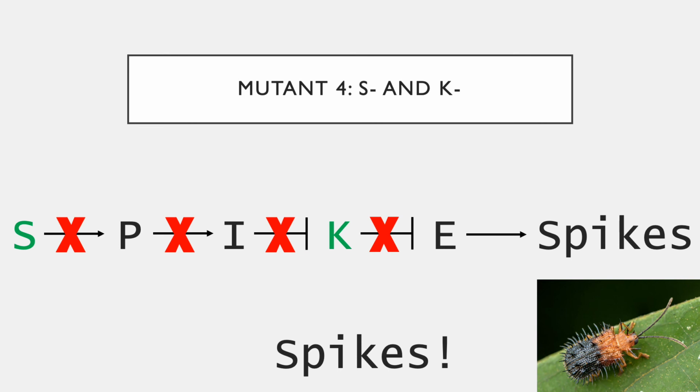The fourth and last mutant strain is mutated in the S and K genes. In this situation, the S gene product is not able to stimulate transcription of the P gene product. Without the P gene product, the transcription of the I gene product will also not occur. However, the K gene is also mutated, so it will not be able to repress the E gene product. Therefore, the E gene product will allow for the production of spikes.